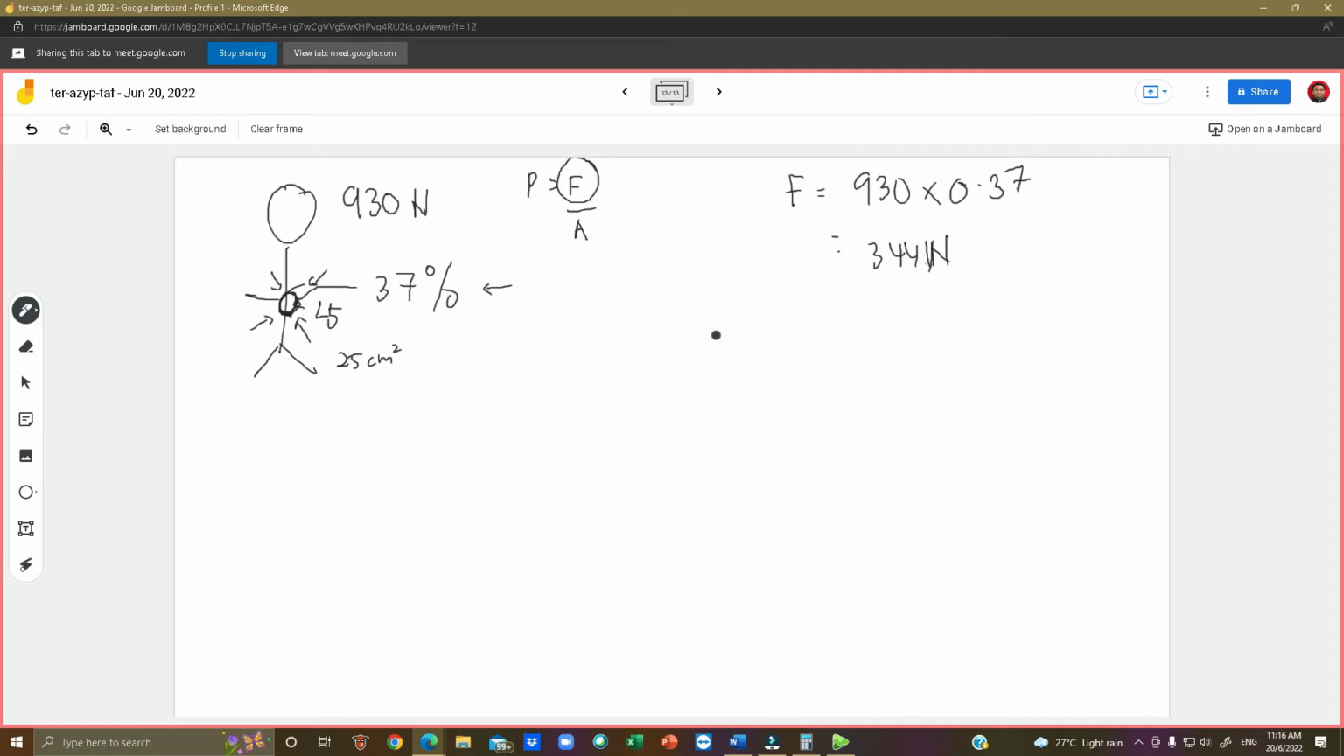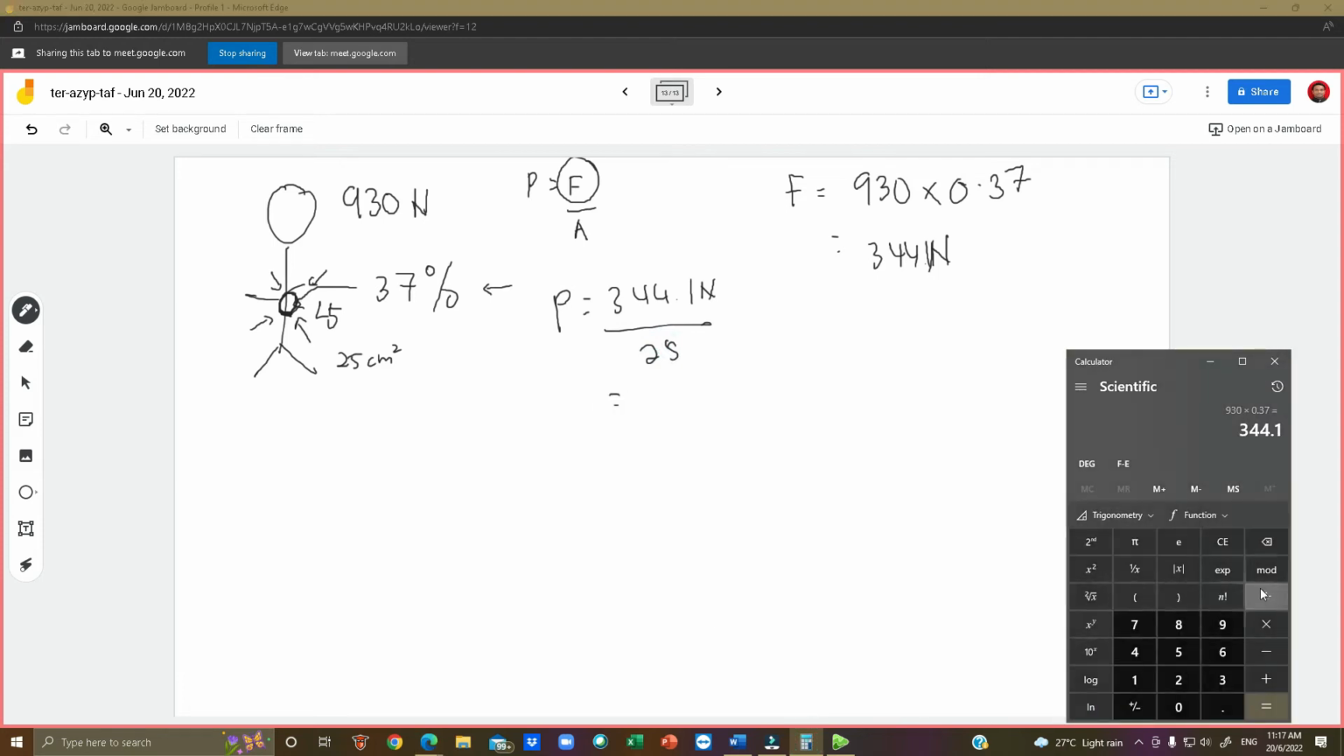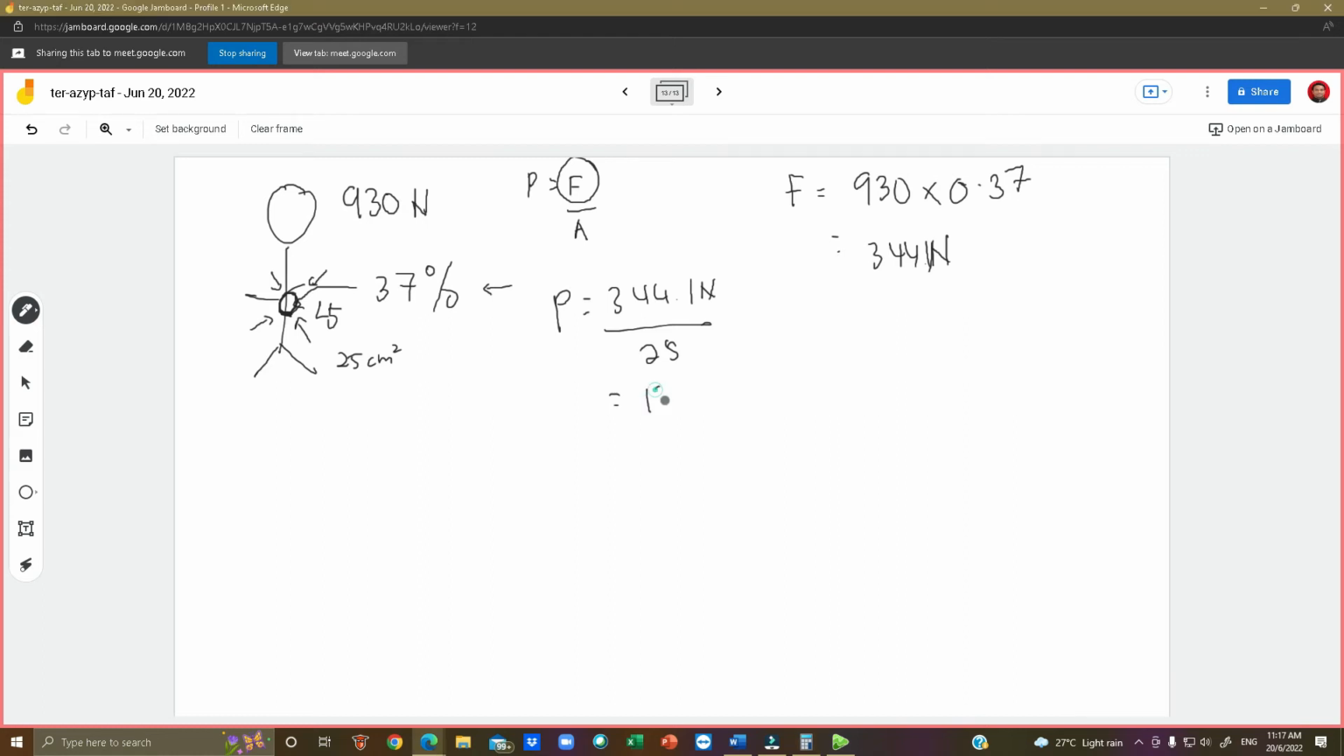Now, kita nak tahu berapa pressure dia. So, pressure equals to 344.1 Newton over the area of the L5 itself, 25 centimeter. So, we have 13.76 Newton per centimeter square. This is the amount of force every centimeter square exerted by the L5. Okay. Ini cara kita gunalah pressure ni.